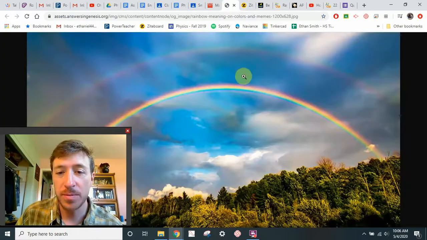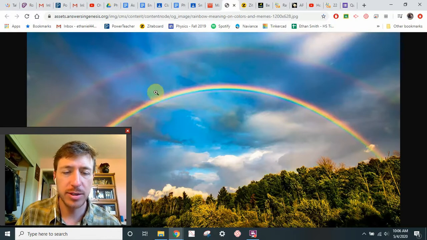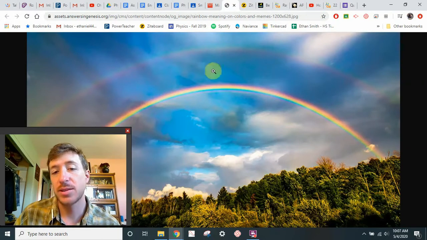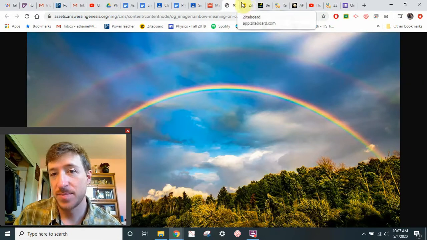So if we look at our rainbow, you'll notice that those red wavelengths of light coming from those raindrops are above those of the blue. And that's how we get this whole spectrum like this.